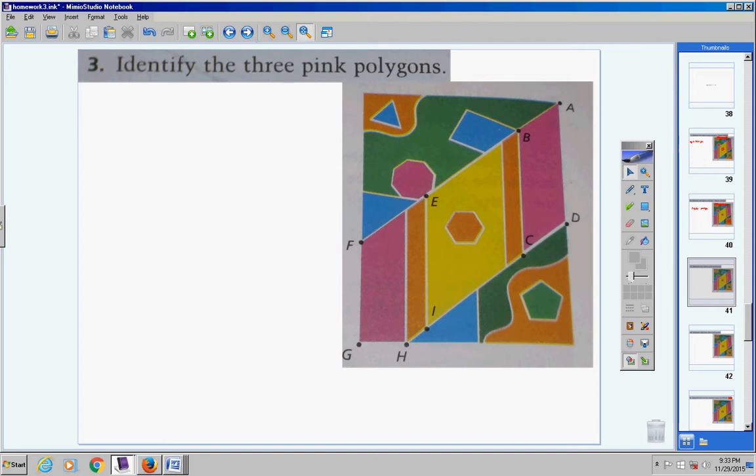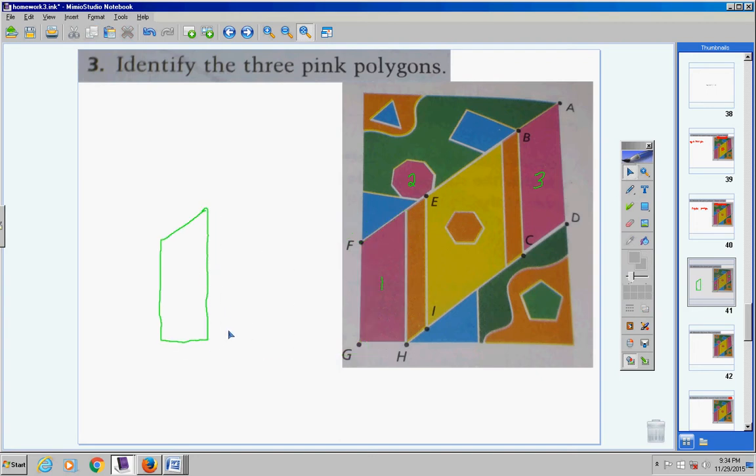Identify the 3 pink polygons, okay? Let's number these, and we'll call them number 1, number 2, number 3. Now, I'm gonna go ahead and draw this, and then pull it off to the side. Okay, here's the pink polygon right here. Now, it's not gonna be a perfect drawing, but there it is, okay?